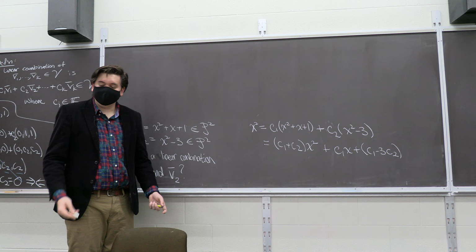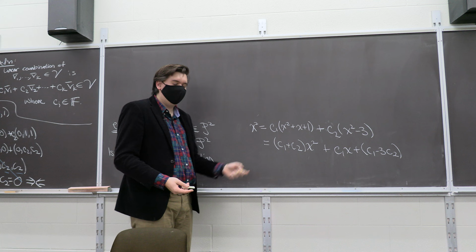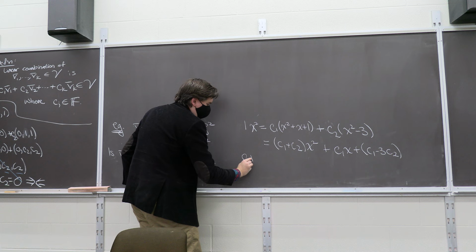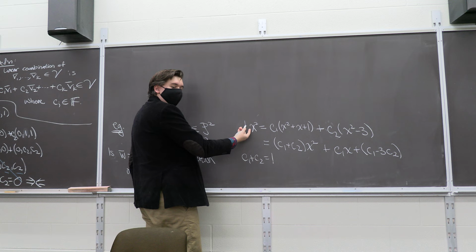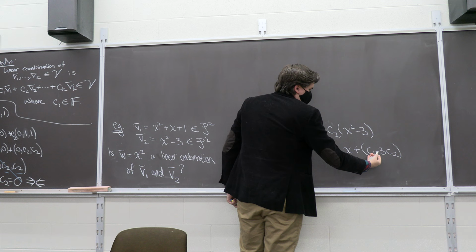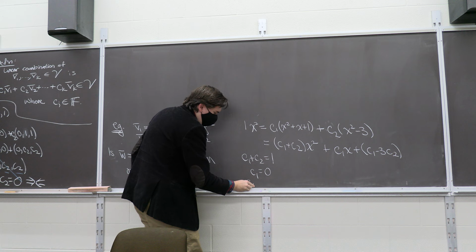And then we remember two polynomials are equal if all the coefficients are the same. Here my coefficient of x squared is 1. So this is claiming that c1 plus c2, the coefficient of x squared, must be 1. But c1 is also a coefficient of x. Here there is no x, so the coefficient of x must be 0. Hence c1 must be 0. And your constant is c1 minus 3 c2, but there is no constant. So c1 minus 3 c2 must also be 0.